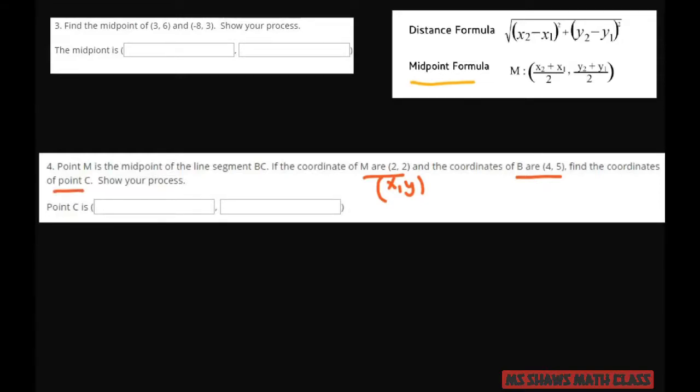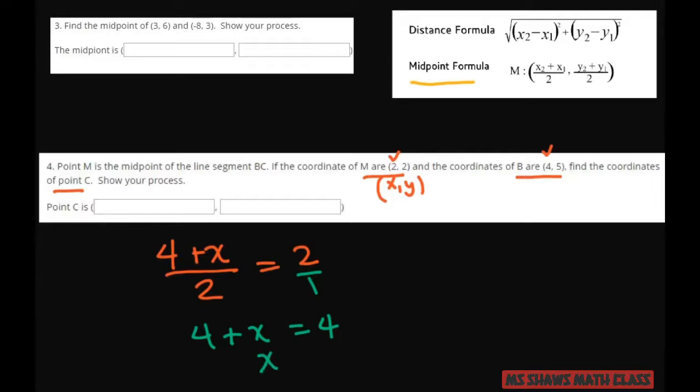So if I just look at my x's here, I know 4 plus x divided by 2 is going to equal my midpoint value of 2. So when you cross multiply, you get 4 plus x equals 4. If you subtract 4 from both sides, you get x is 0. So that would give you 0 for point C for x.